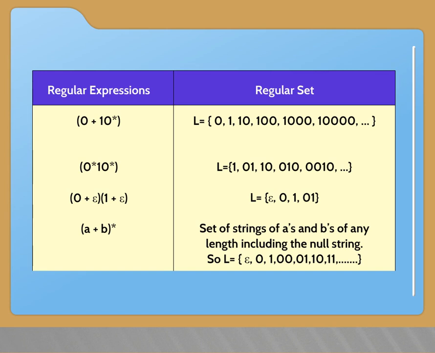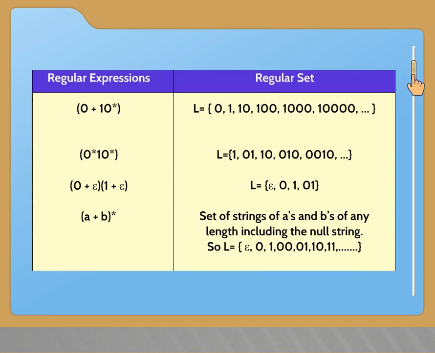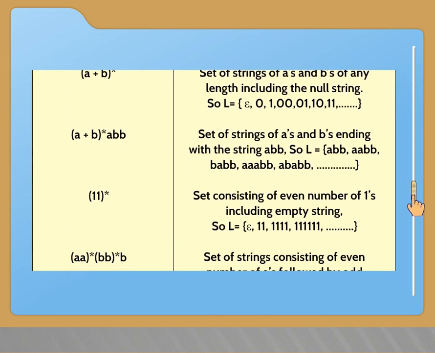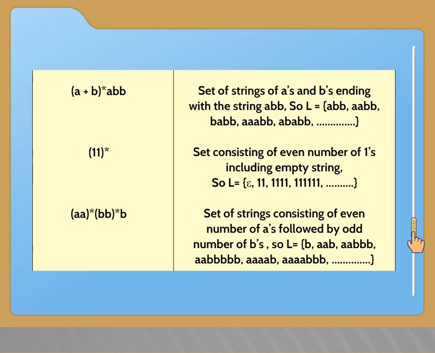A plus B the whole star. Set of strings of A's and B's of any length including the null string. So L is equal to epsilon, 0, 1, 0, 0, 0, 1, 1, 0, 1, 1, and goes on. A plus B the whole star ABB. Set of strings of A's and B's ending with the string ABB.